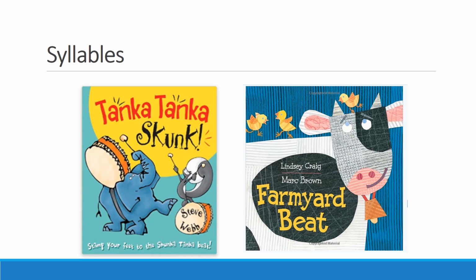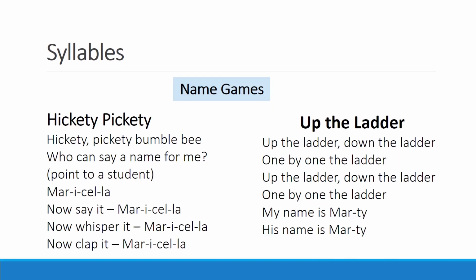Keep reading fun books that emphasize syllables in words. They're a little harder to find, but they are out there. There are lots of name games that emphasize syllables in words too. Hickety-pickety and Up the Ladder are 2 of my favorites.